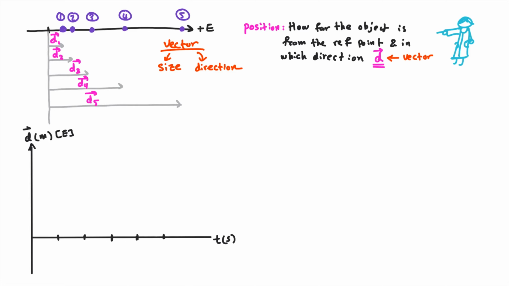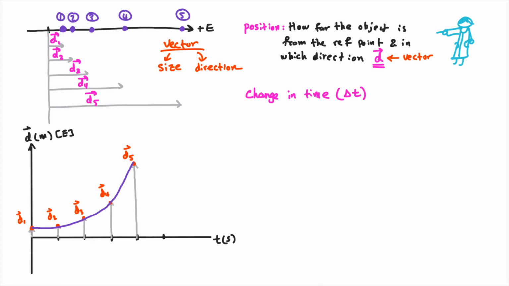Assuming that event 1 starts at time 0 and that all the dots are recorded every 1 second, the position time graph is shown. Note that at each time, the appropriate vector shows the position of the object on the position time graph. The change in time between two events is represented by a triangular sign of delta, which means change, and a lowercase t, which stands for time. For example, the change in time between events 1 and 3 will equal the time at which event 3 takes place minus the time at which event 1 takes place.